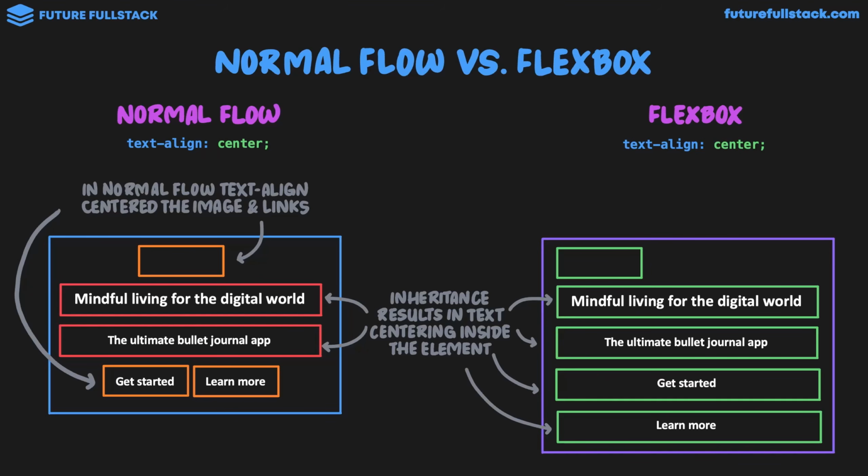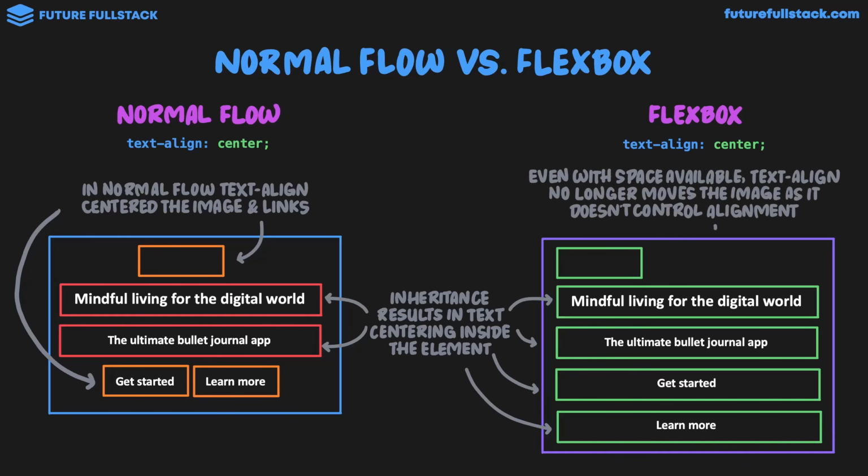Again, we can't view our anchor tags as inline elements anymore. They're just flex items. However, even with space available, text align no longer moves the image as it doesn't control alignment. This image won't center like it will in normal flow, and that's because Flexbox properties now control alignment, which we're going to be seeing in the next few chapters. Text align will not move a child like it did in normal flow. Let's check this out in VS Code.